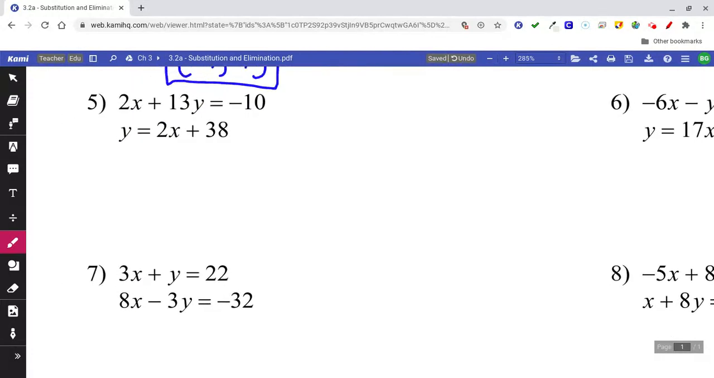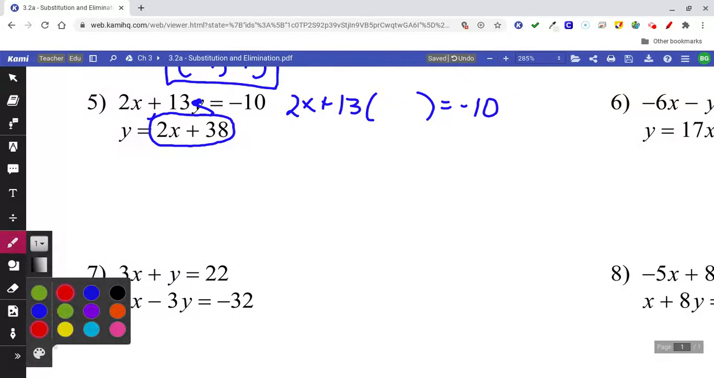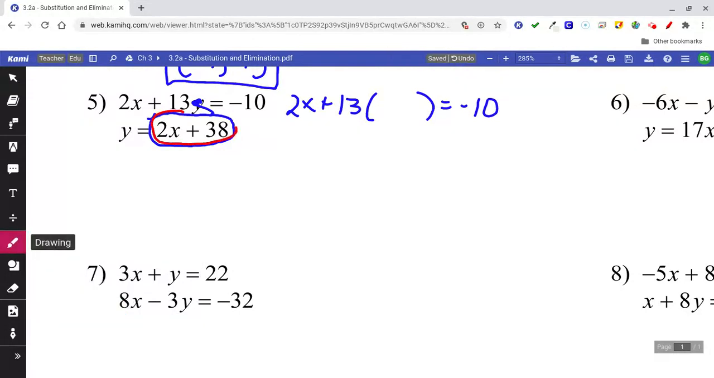Number 5. I've got a variable by itself, so I can still do substitution. How this works is I know what y is. y is 2x plus 38. So I'm going to put that in place of the y right here. It's equal to y, so I put it in place of the y. So we would have 2x plus 13 times that expression equals -10. So keep in mind what we're doing. Don't get confused. We're putting the 2x plus 38 in that position.